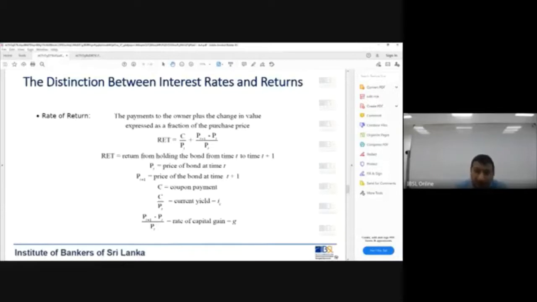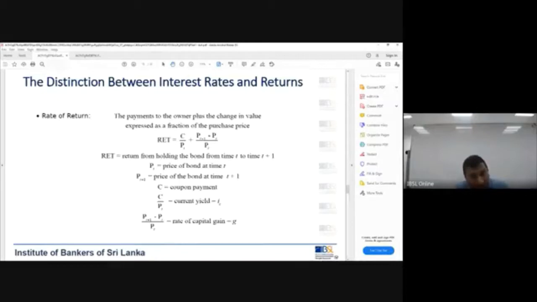That is the change in value, expressed as a fraction of the purchase price. You know now the return, if you look at it, C over PT, that is the current return. C is the coupon, PT is the price at time T. If today is T, then PT is today's price. So the coupon over price would give you the component called the current return of this asset.